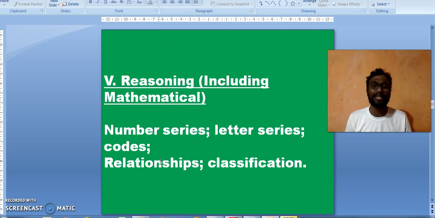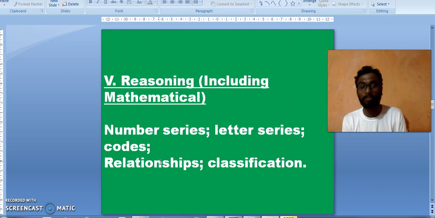Classifications: you have to classify the words. You have to ungroup the data. Some kind of grouped data, grouped elements will be given, and you have to ungroup the data.